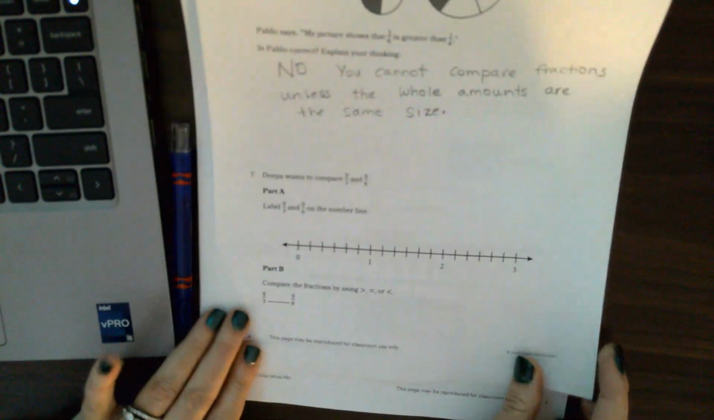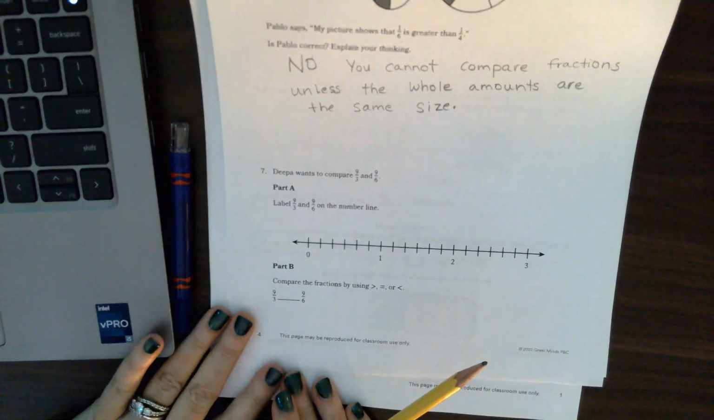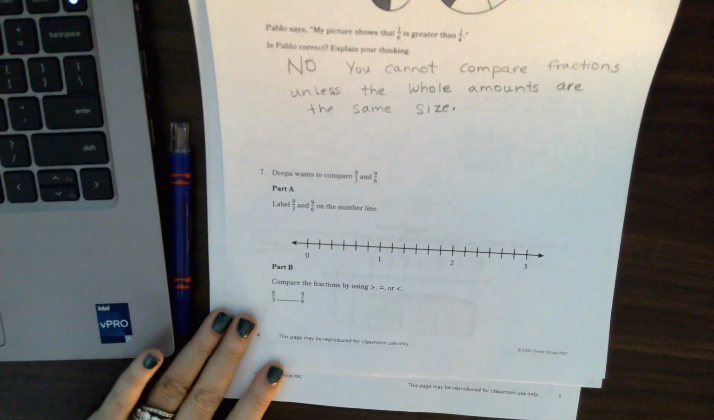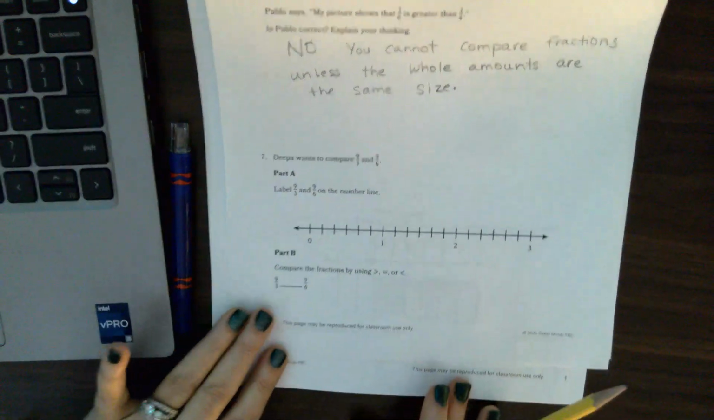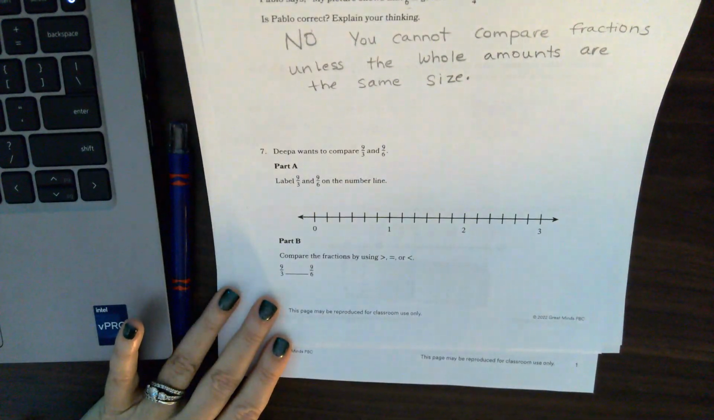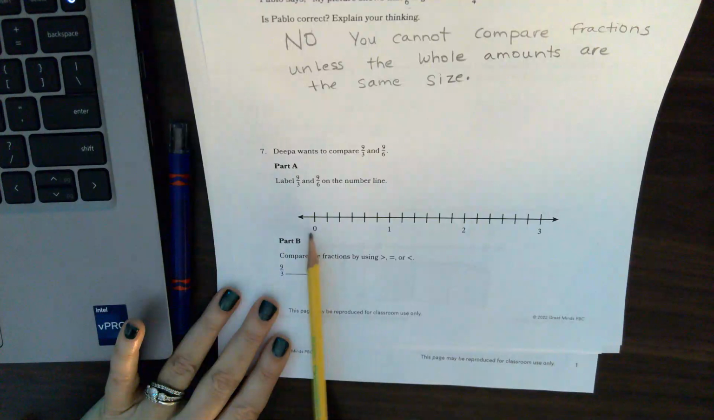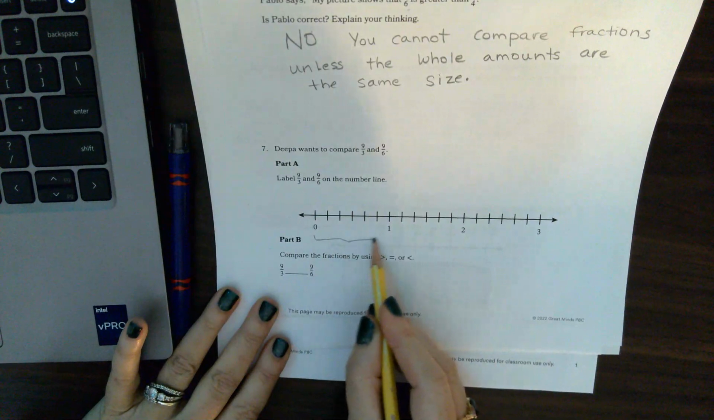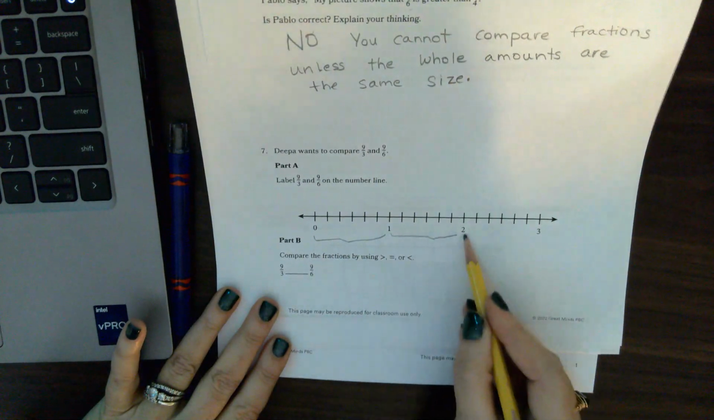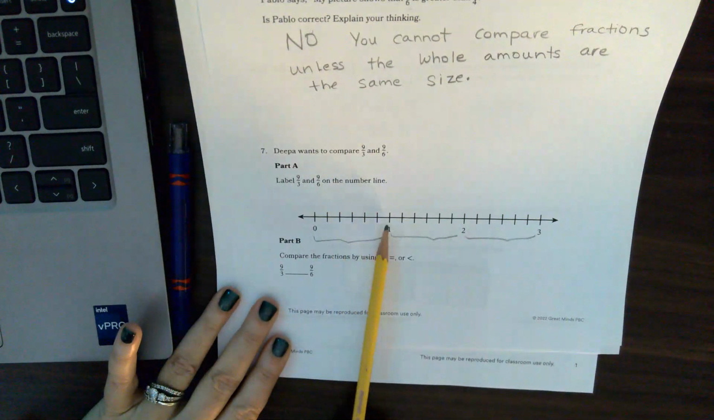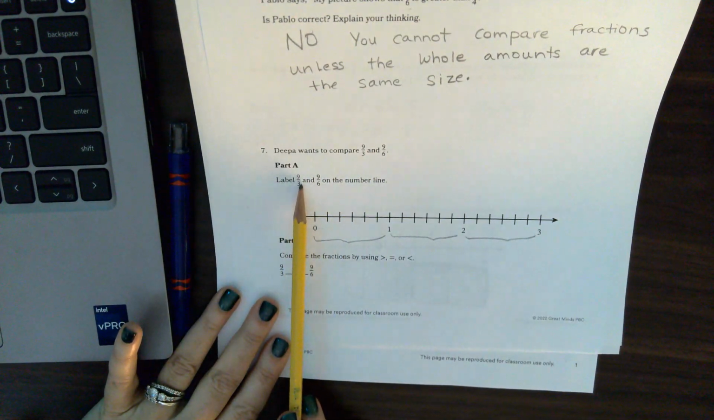Number 7. Deepa wants to compare 9/3 and 9/6. Label 9/3 and 9/6 on the number line. This was one of the most challenging questions our students had so far because the number line has already been partitioned for them. So between each whole number, or each interval, it has been partitioned into 6 pieces. But it also is asking for them to be able to find where the thirds are.